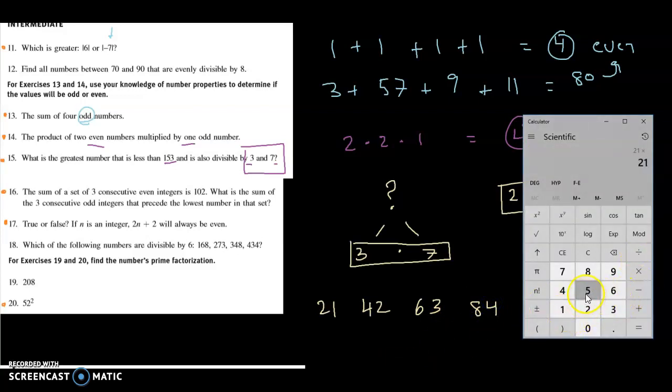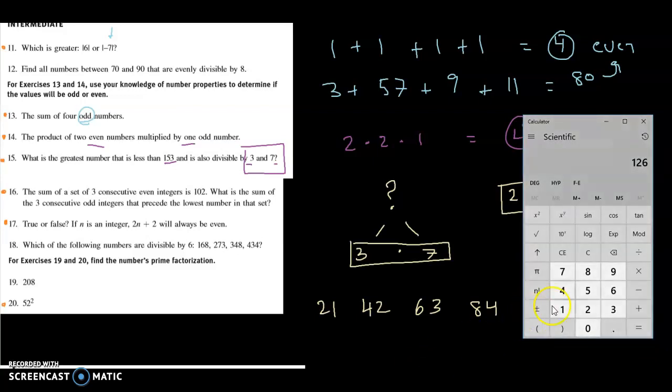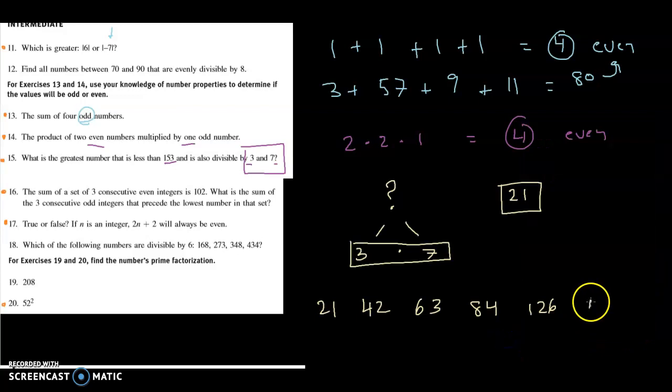I have a gut hunch. I think it's going to be 6. Let's just see. 21 times 6 is 126. How about 21 times 7? We just need some 140. Yeah, that's it. There it is. 147.